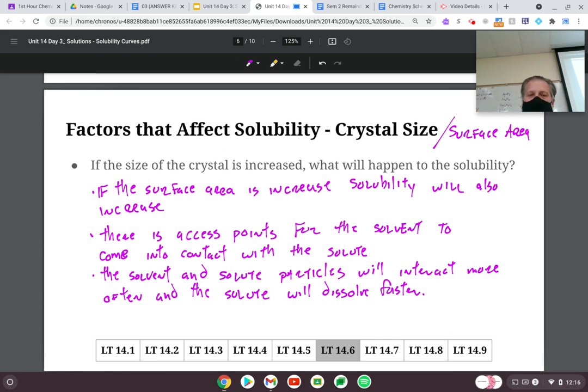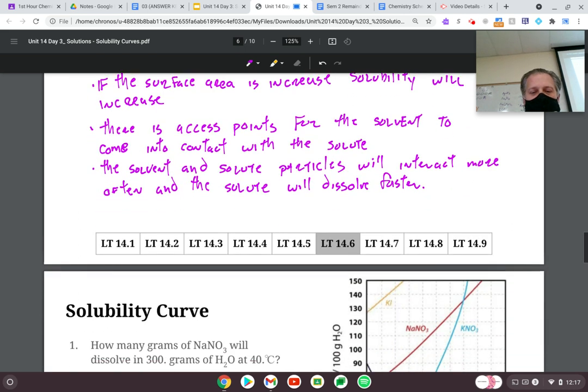All right, so those are factors that can affect solubility. So it's surface area, temperature, and agitation. Those are the three things that affect solubility. You should be aware of that. Now we're going to go on to a couple of examples and how we use our newfound information, which is solubility curves.